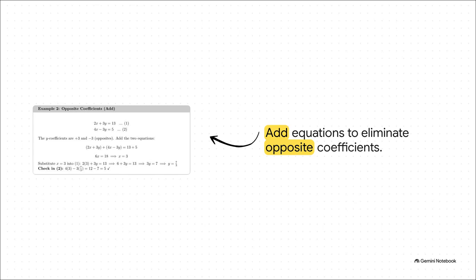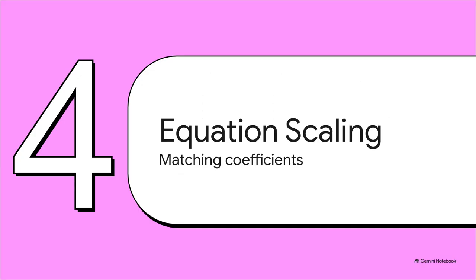They are exact opposites. So what's our move? We add the entire equations together. +3y plus -3y is 0. They literally vanish into thin air, leaving us with just our x terms to easily calculate. It's a real game changer.